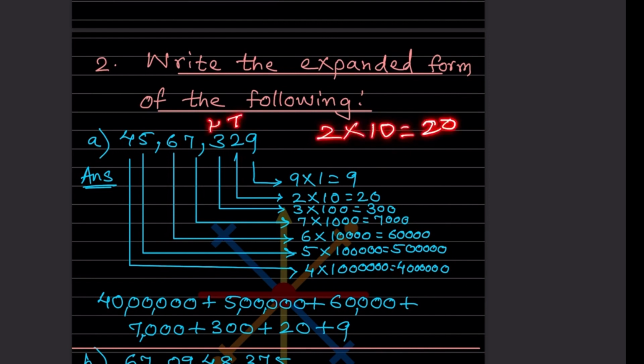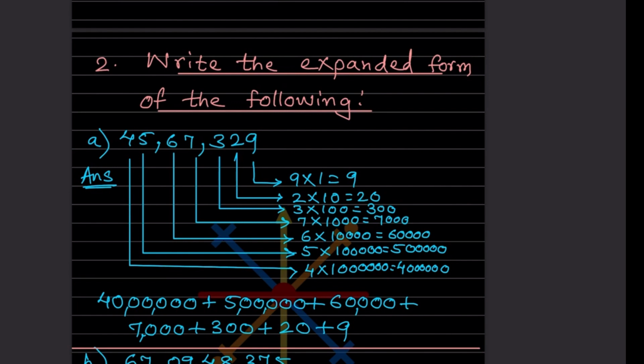Now this is in the hundreds place, so this is 3 into 100, which is 300. Here this is in the thousands place, so 7 into 1000 is 7000. Here 6 into 10,000, that is the 10,000 place, so 60,000. This is lakhs, so 5 into lakhs is 5 lakhs. And the next one is 10 lakhs, so 4 into 10 lakhs, and so on.